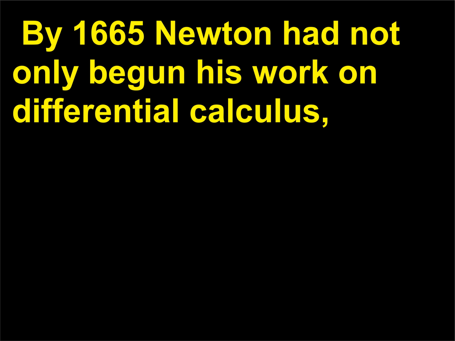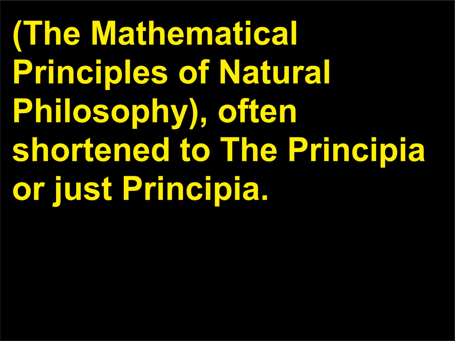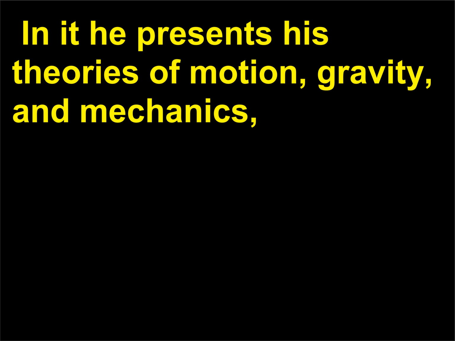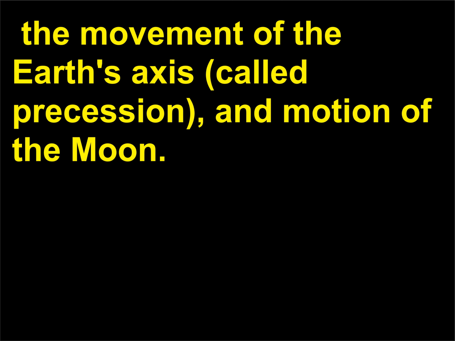By 1665 Newton had not only begun his work on differential calculus, but he also had published one of his greatest scientific works, Philosophiae Naturalis Principia Mathematica, the mathematical principles of natural philosophy, often shortened to the Principia or just Principia. In it he presents his theories of motion, gravity, and mechanics, thus explaining the bizarre orbits of comets, tides and tidal variations, the movement of the Earth's axis, called precession, and motion of the Moon.